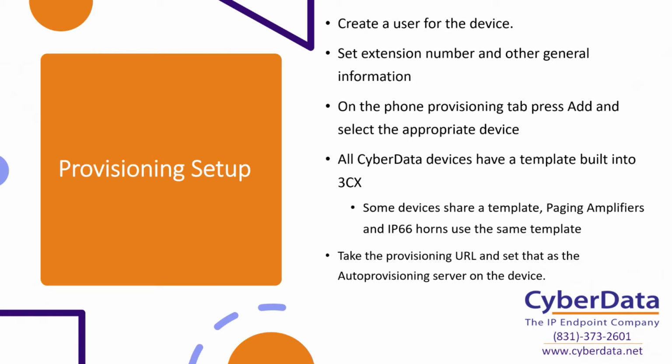Once you do that, you switch over to the phone provisioning tab, and there's a button that says add. You can click that and you get a big drop down list of all the different equipment that are provisionable through 3CX, and our products are on that list. You can pick a template that's built into 3CX to automatically provision the device, which makes it really a breeze to set everything up.